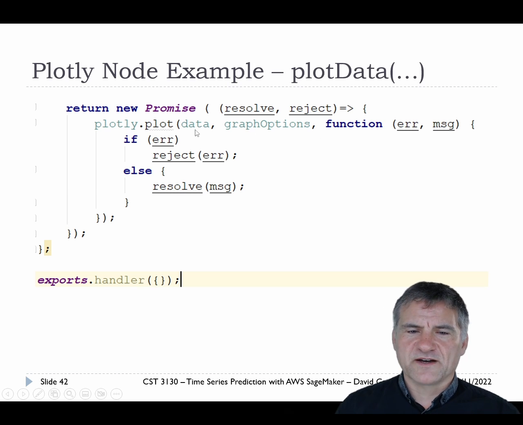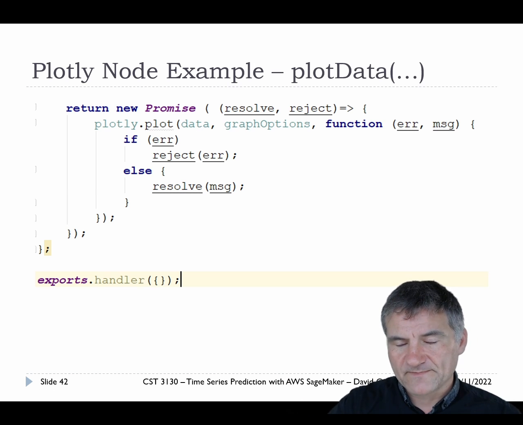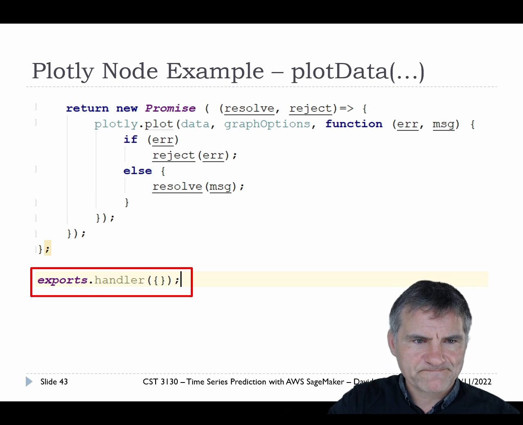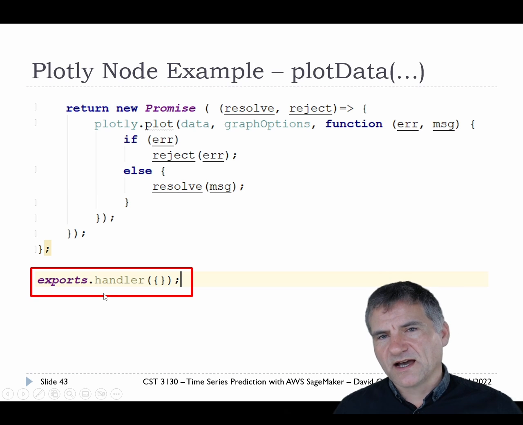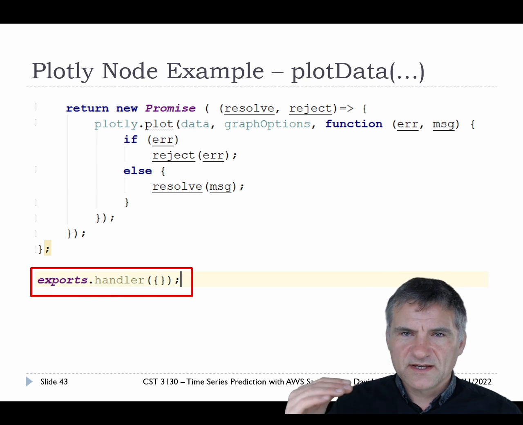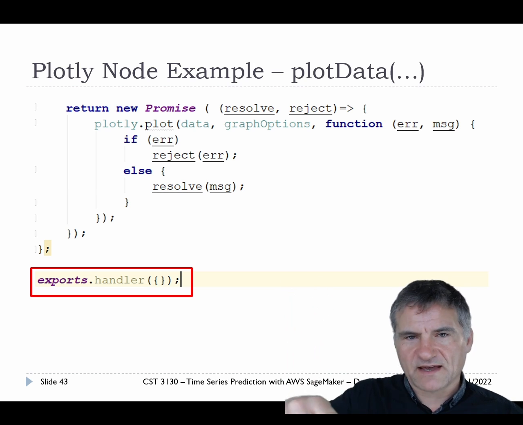And here we've got a callback function that will just output the link to Plotly, where I can click on the link or paste the link into a browser and see the graph that I wanted to plot. If you're running it locally, you need to call exports handler. But if you're running in the cloud, it'll call the handler automatically, so you don't need to have that extra line in.